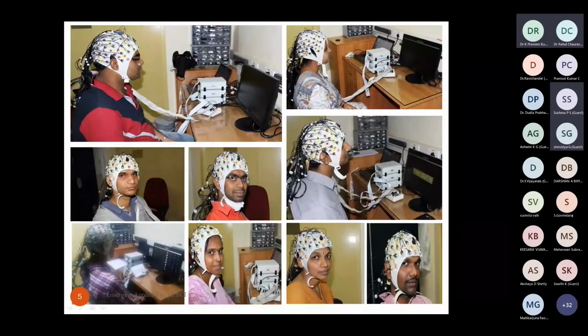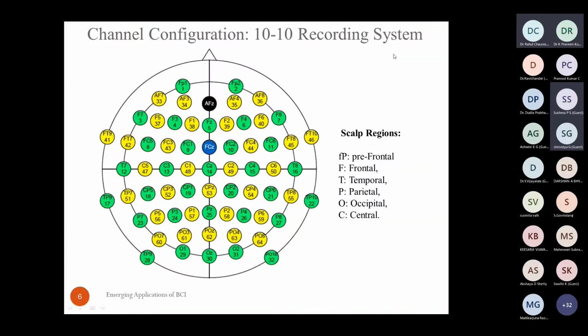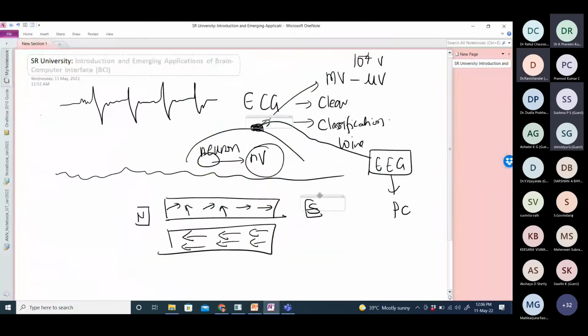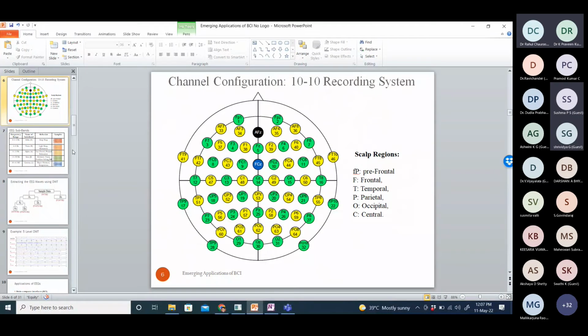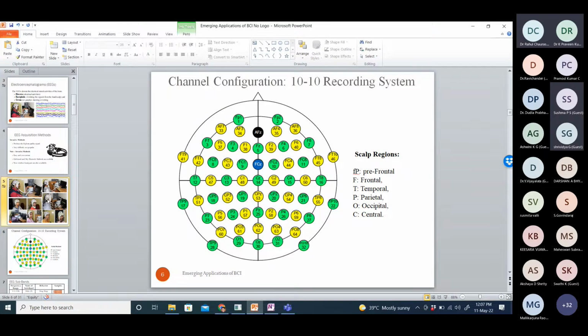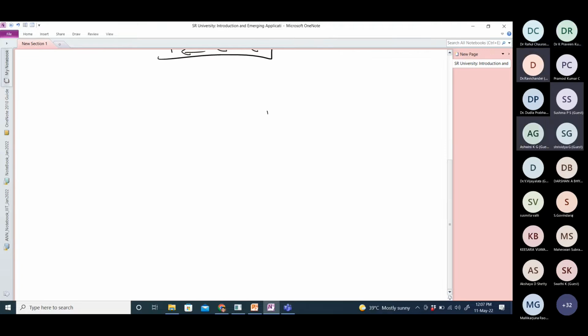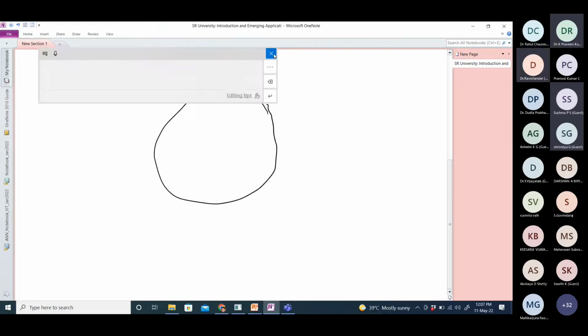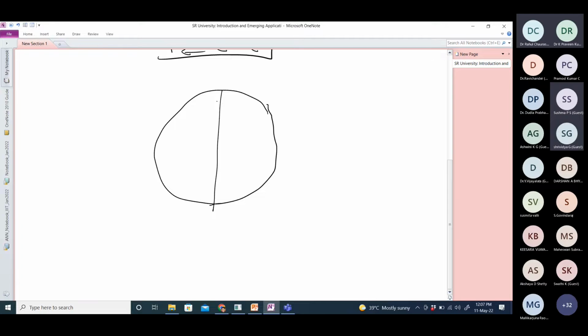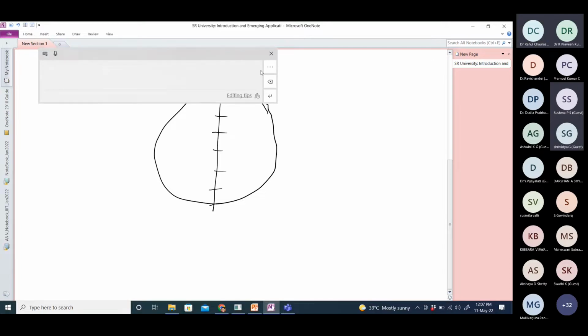So where to put on your scalp, where to put the electrodes? There is the 10-10 recording system. So what is this 10-10? Basically, from your nose, in this diagram you can see, it starts from this place and goes till the back of your head. In this figure this is your nose, these are your ears. So what they actually do on that scalp area, on your head area, from this point to this point, they divide this into 10 parts. So each part is 10%.